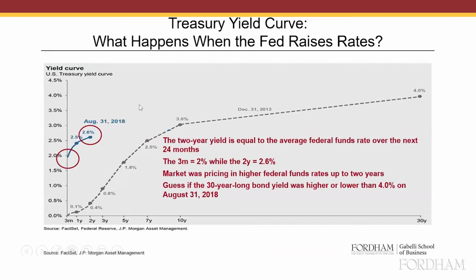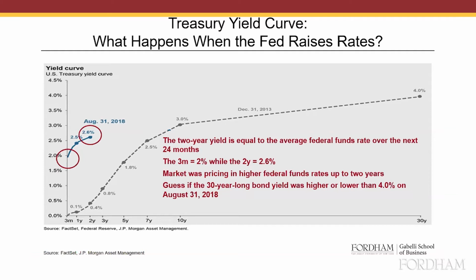It's important to know that the 2-year yield is equal to the average Fed funds rate over the next 24 months. So in this case, when the Fed had raised rate to 2% on August 31st, 2018, the 3-month yield was at 2%, while the 2-year yield was 2.6%. So the market was pricing in a higher Fed funds rate over the next 2 years.